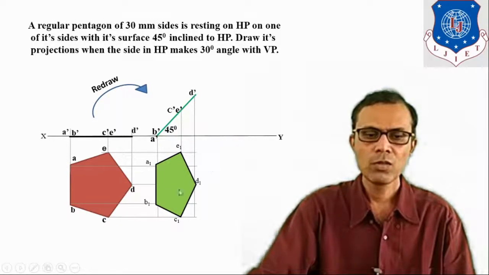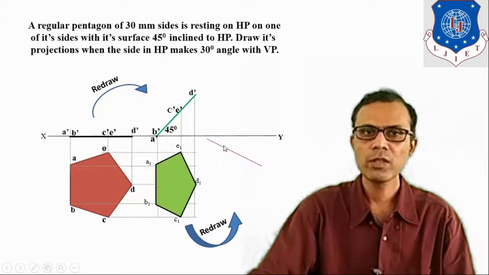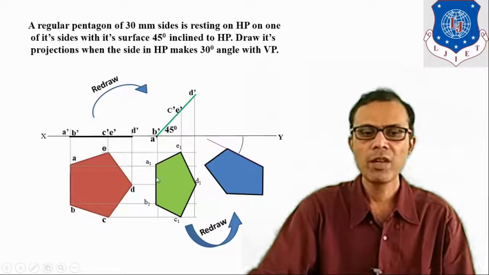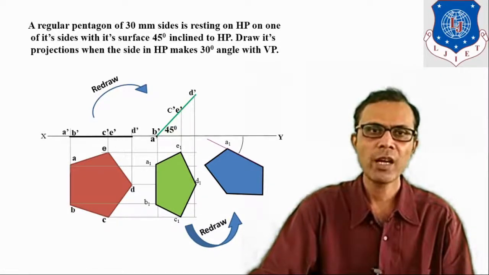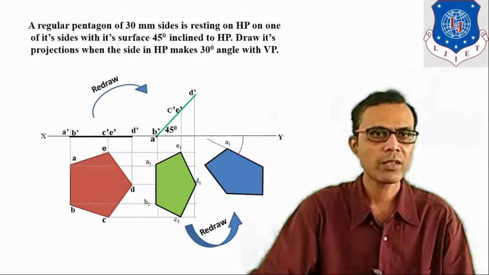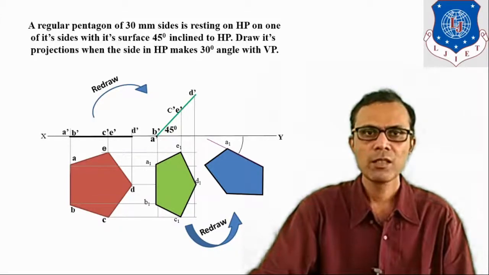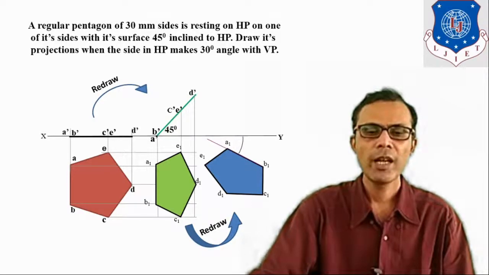Now to redraw this view, first we have to draw a reference line at a 30 degree angle, and on this line we will mark A1 and B1, and with reference to A1, B1, the rest of the points are to be marked with compass. So you have to set the compass size and mark all these points by taking respective distances. So you will get A1, B1, C1, D1 and E1.